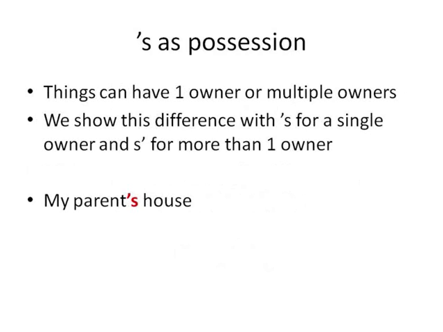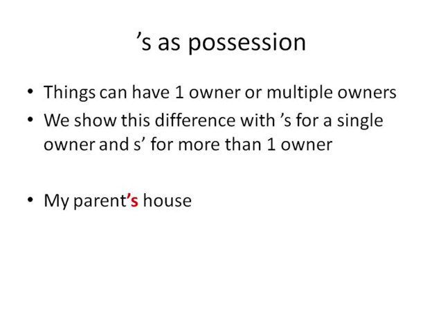So when we start talking about possession, we have the option of speaking about more than one owner or just one owner. And we can show this difference in our writing by the order of the apostrophe and the S. So we have apostrophe S for a single owner and S apostrophe for more than one owner. Let's have a look at an example.